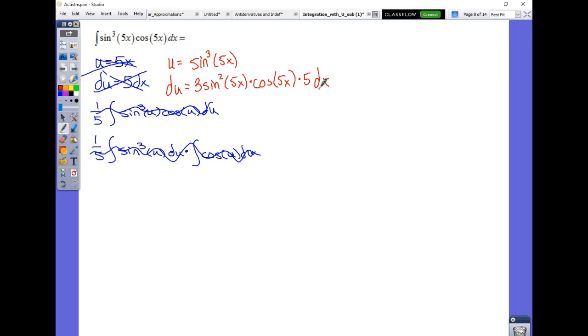Okay. If I do this, I have a cosine of 5x. That'll cancel out with the cosine of 5x. And I have a sine squared of, oh, but what's the sine squared going to cancel out? Because all three of those sines have been turned into a u. So that did not work. Remember, my goal is to pick a u that after I take the derivative of it, it may be able to cancel something out.